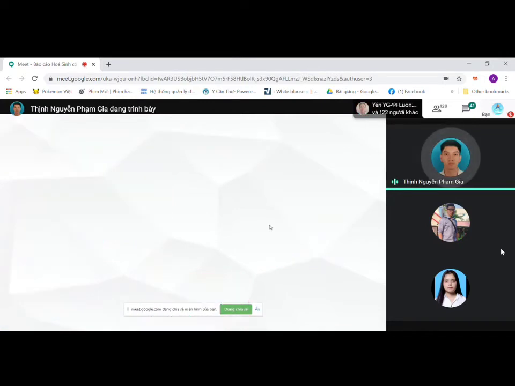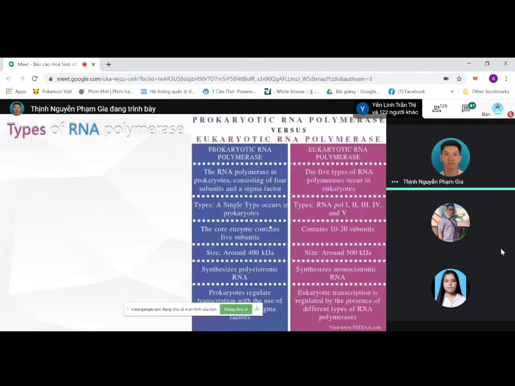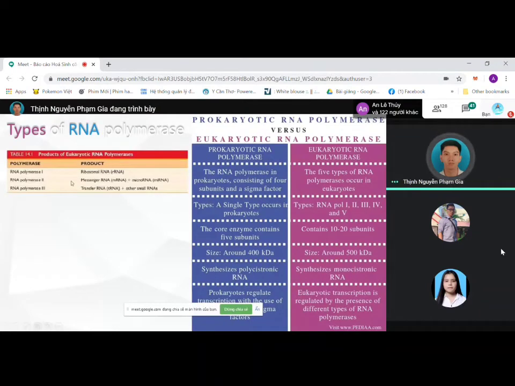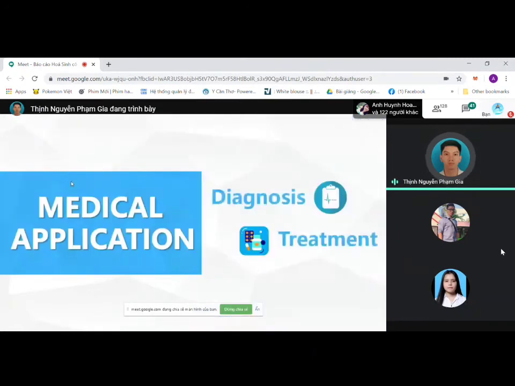And the final problem I want to talk about is the types of RNA polymerase. The difference between RNA polymerase of prokaryote and eukaryote is summarized in this table. And you can see in the other table, RNA polymerase also has 3 types, like DNA polymerase. Next part is medical applications, and the book will be sent to you.